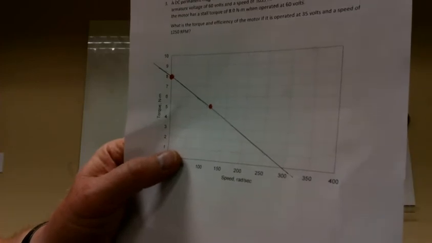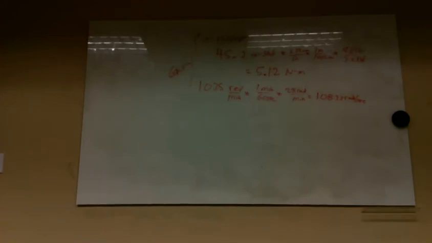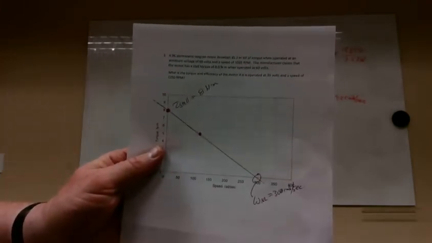That's my torque curve. Looks like my no load speed, I'm going to make my life easy and call it 300 radians per second. Like that. And my torque is going to be my stall torque again, 8 newton meters, like that. So that's what you get.